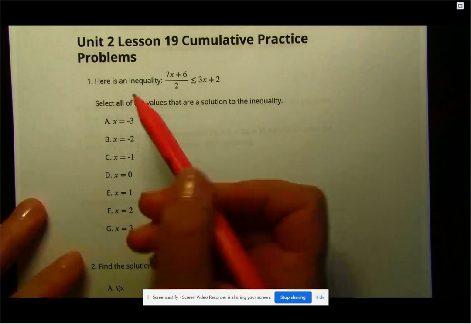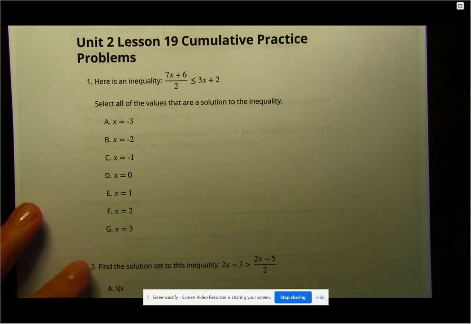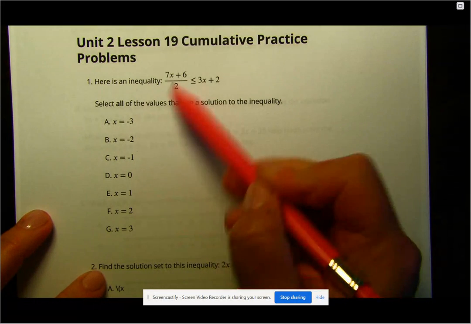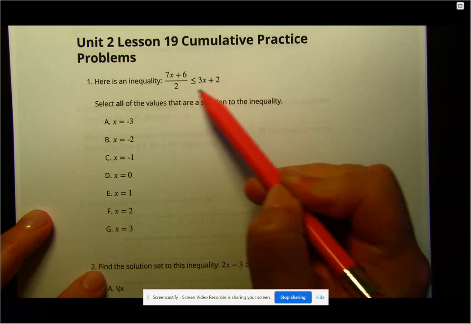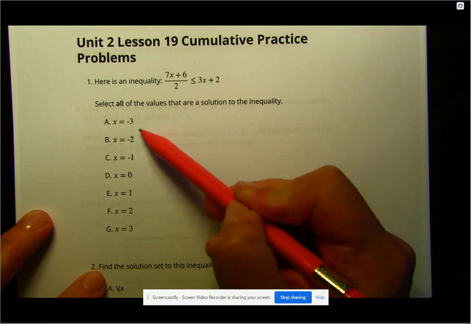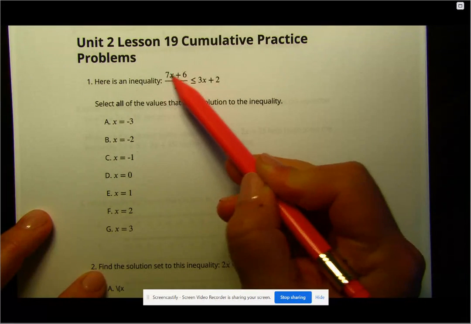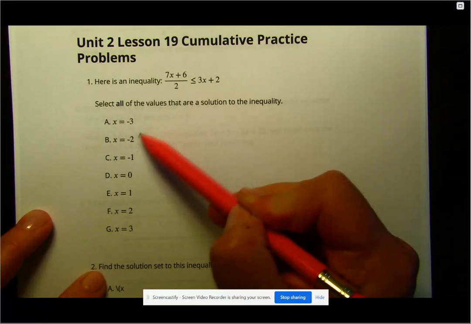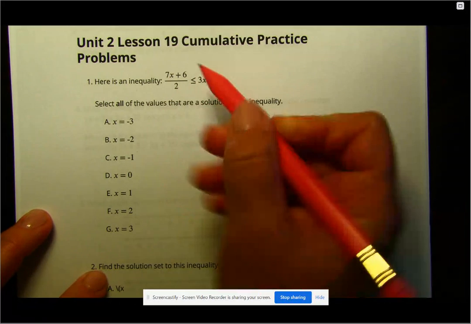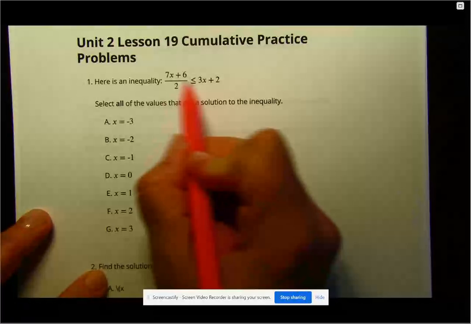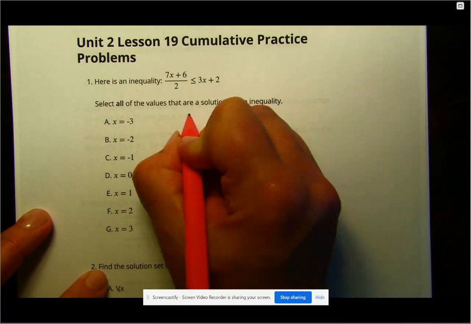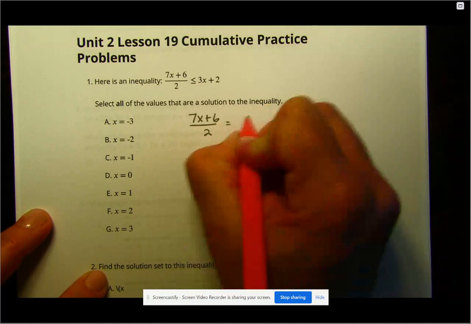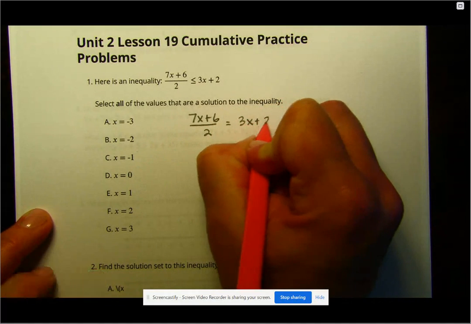All right, number one, here's an inequality. They want to know which of these values of x, when you plug in, would actually satisfy this inequality. If we plugged all these in on the left and the right and saw if it made a true statement after you evaluated it, that would be a lot of work. So what you can do instead is solve this as if it were an equation. Replace the inequality symbol with an equal sign and just solve.